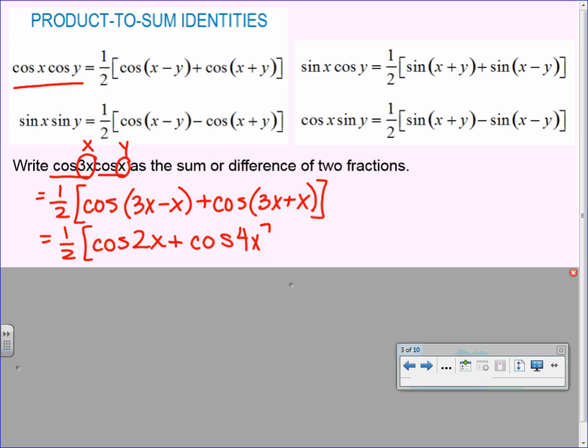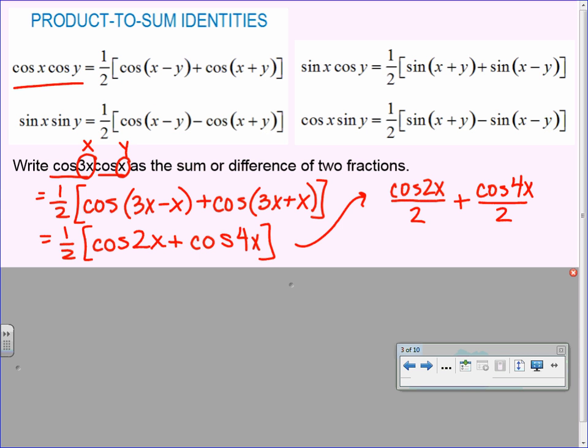Can you add cosine of 2x and cosine of 4x together? Those like terms? They are not, because they are different angles. We cannot put them together. Now the problem said a sum or a difference of two fractions. It's not quite what this looks like. If you distribute the 1/2 through, you can make it look like two fractions, though. It'll be cosine 2x over 2 and cosine 4x over 2.